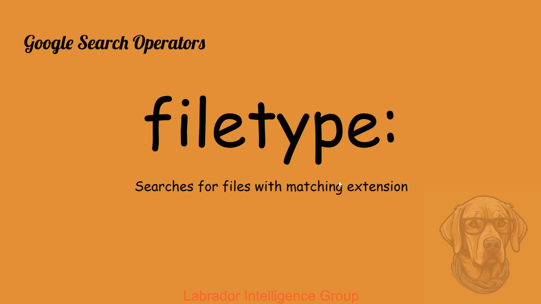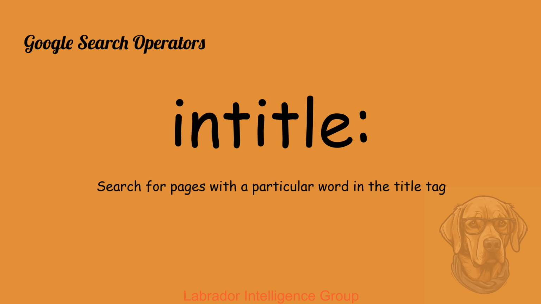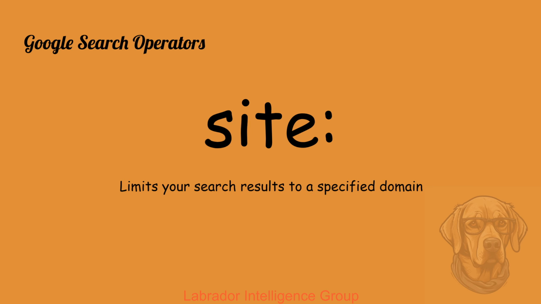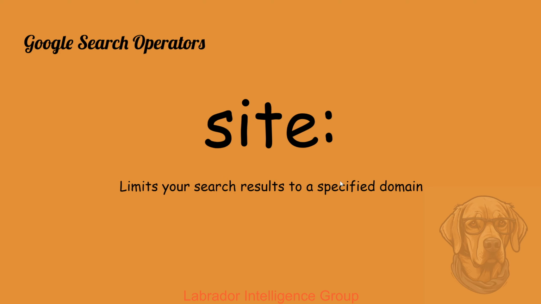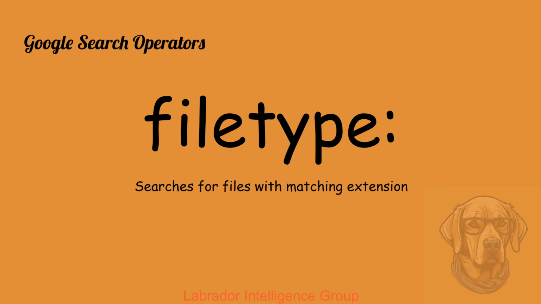The next couple are all going to be extremely good for you to know, but I want you to notice something right off the bat. When it comes to things like file type and title, site, and URL, these all have a colon at the end of them. So a file type operator is going to do exactly what it sounds like. Hey, search for files with this matching extension. And this has a lot of different types of extensions, pretty much anything except for movie files.